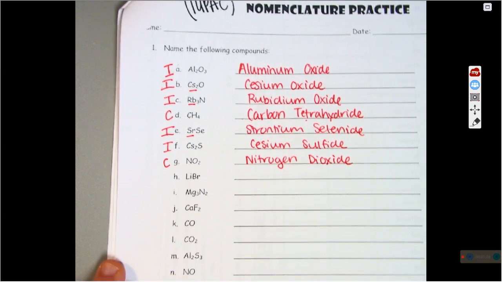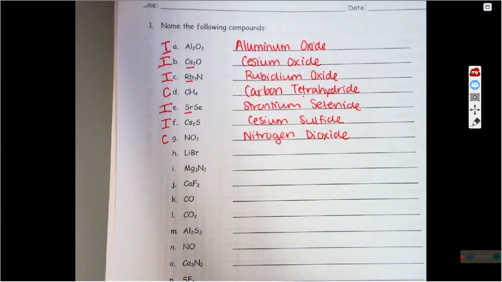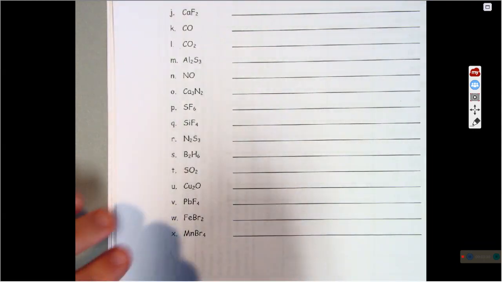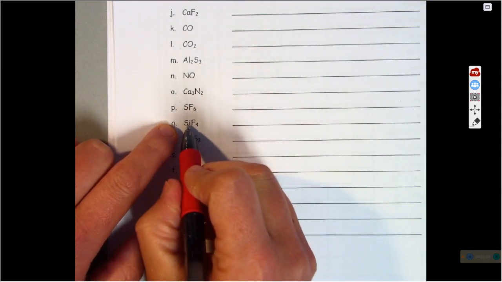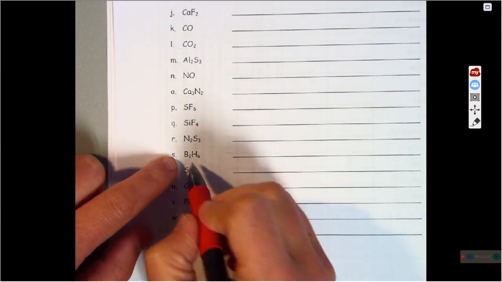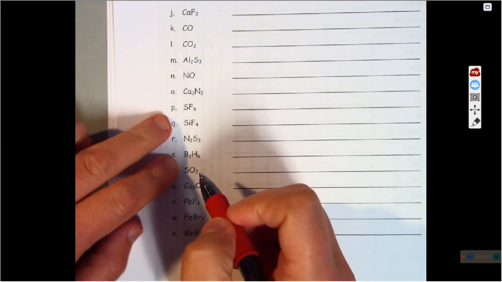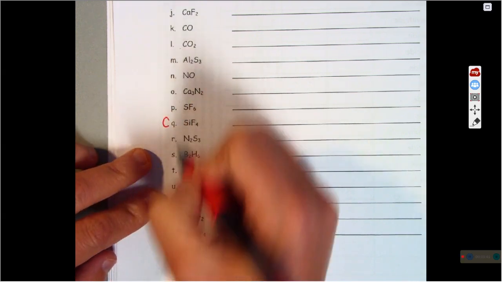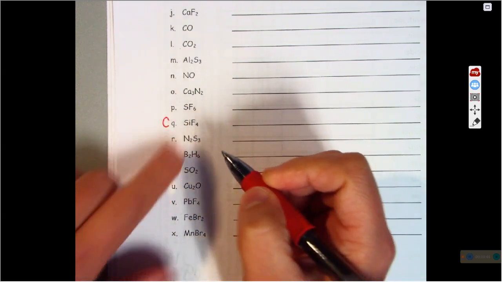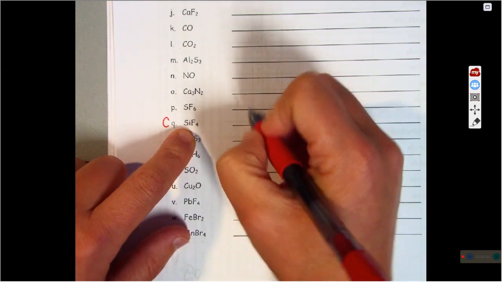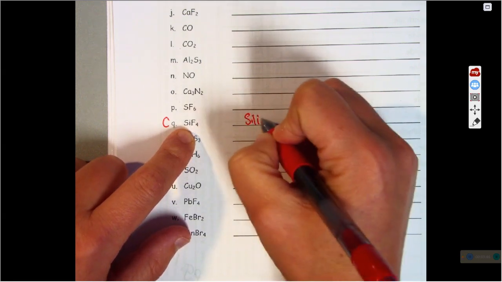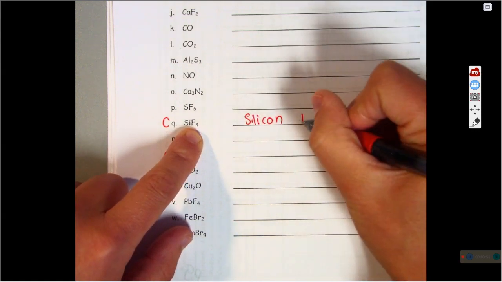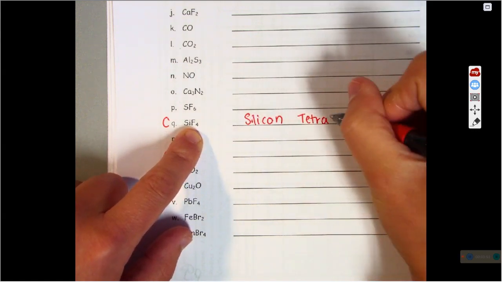Now, I'm going to skip down. You're going to do some of these on your own, but I am going to skip down to some of the more challenging ones, or ones that may be getting confusing. So, for example, I see silicon, and I see boron. Those are both metalloids. Our metalloids in this case are going to function as covalent bonds, so I'm going to write a covalent here. I'm going to use my covalent naming rules here. I don't see more than one, so I'm just writing silicon. I see 4 fluorines, so it's going to be tetrafluoride.